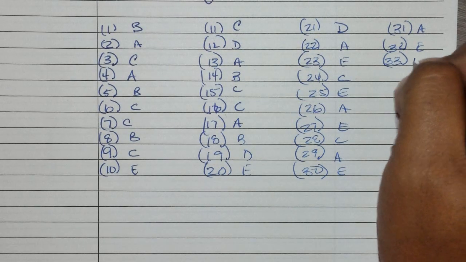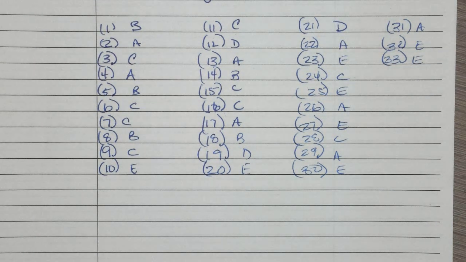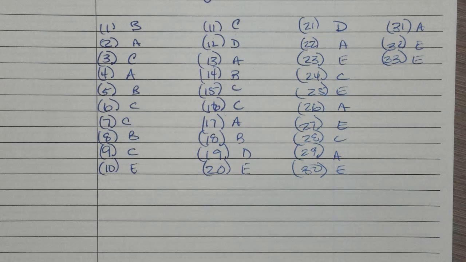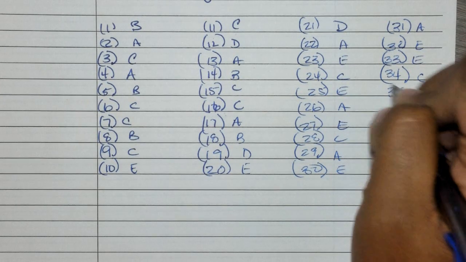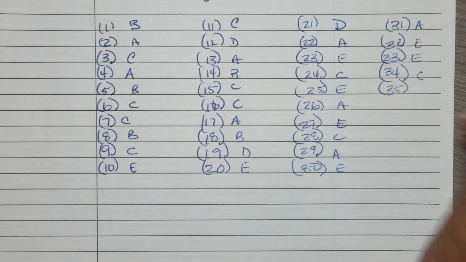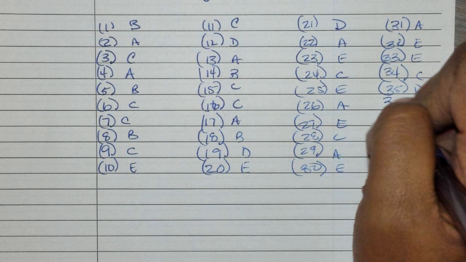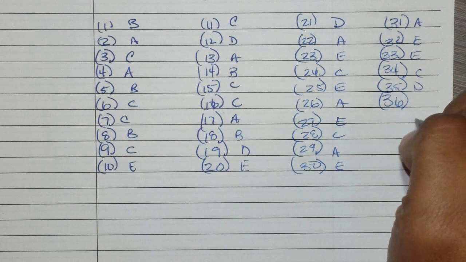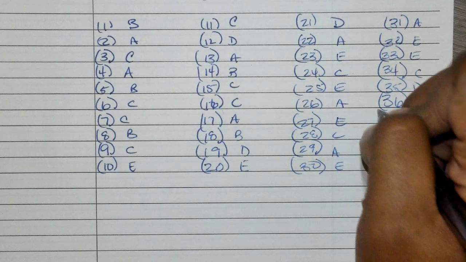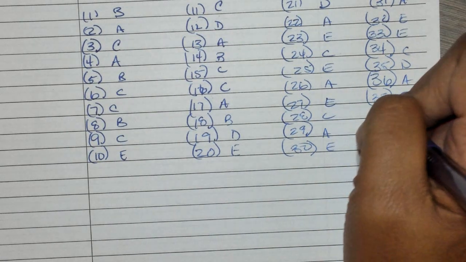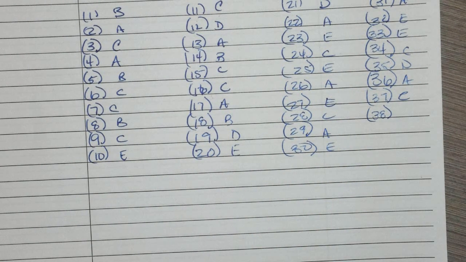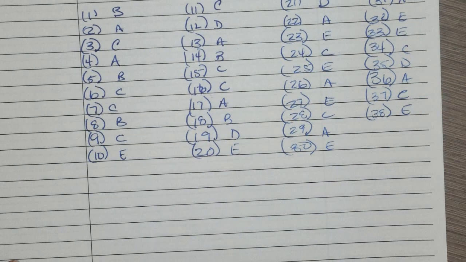33 is E. Y'all, my earrings are doing too much. 34 is C. 35 is D as in dog. 36 is A. Okay, turning the page. 37 is C. 38, that's a lot of questions. 38 is E.